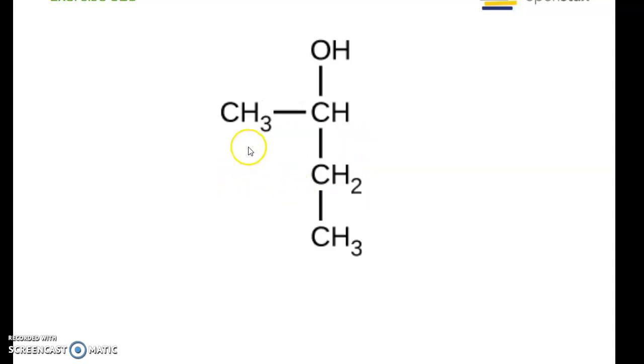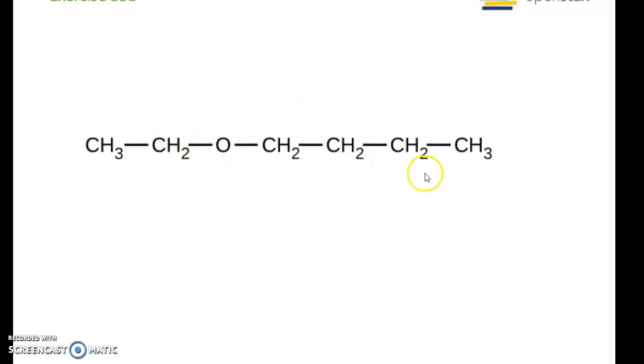And here you have 1, 2, 3, 4. So that's butane. And this is an OH, so that's an alcohol group. So that is going to just be 2-butanol. 2-butanol.